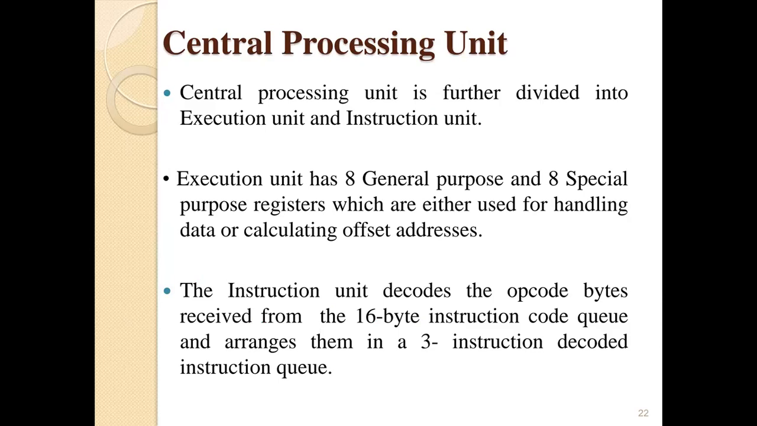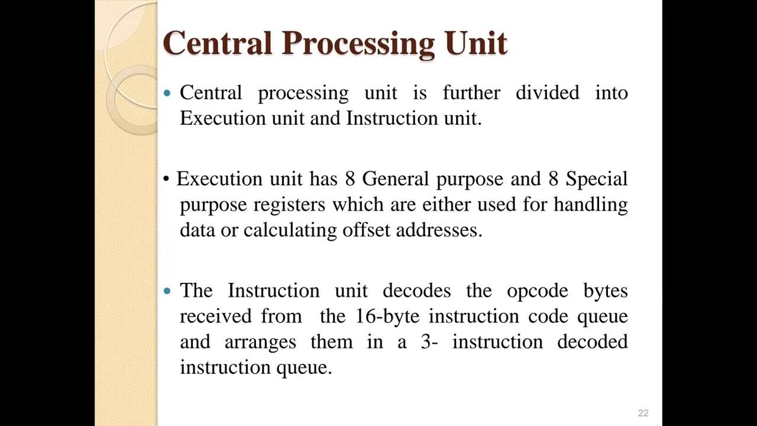The execution unit has 8 general purpose and 8 special purpose registers, which are used either for holding data or for calculating offset addresses. The instruction unit decodes the opcode bytes received from the 16-byte instruction code queue and arranges them in a 3-instruction decoded instruction queue.